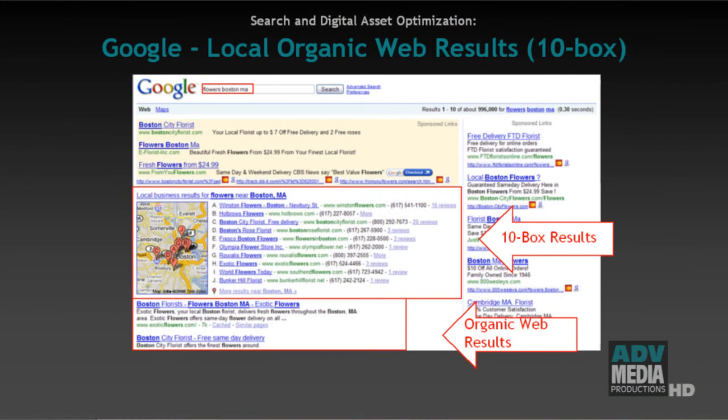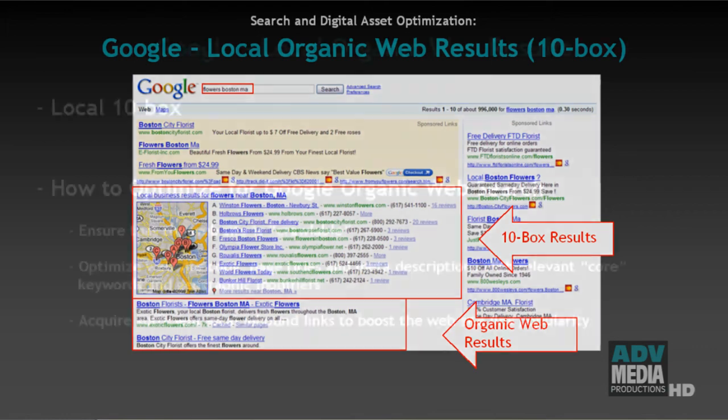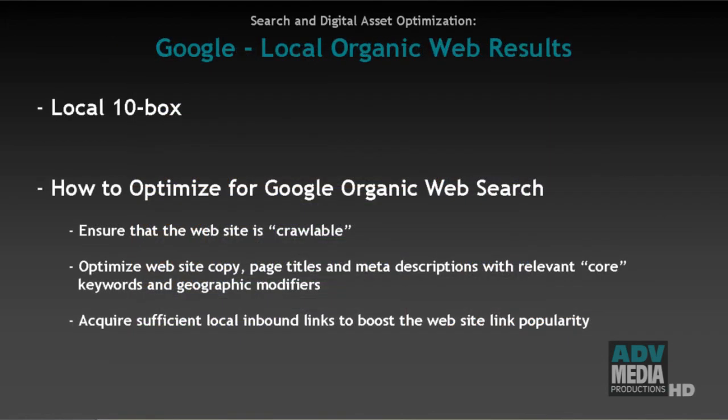Okay, so now we're going to look at local organic web results and the 10-box result and the organic. So how do you get into the 10-box? This is very important. So optimize for Google organic web results. Ensure that the website is crawlable. I think we mentioned that before. Optimize website copy, page titles, meta descriptions, relevant core keywords, and geographic modifiers. And then acquire sufficient local inbound links to boost the website link popularity.